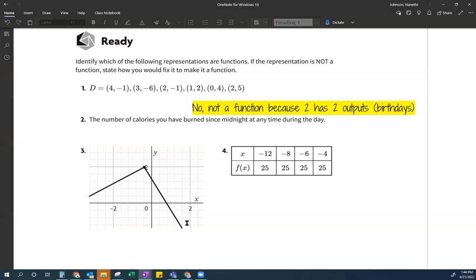What told you that it was a function? Good job. I would love to say good job to all these people who answered. I'm not going to say it out loud because I don't want to say your names. Very good, very good, very good.